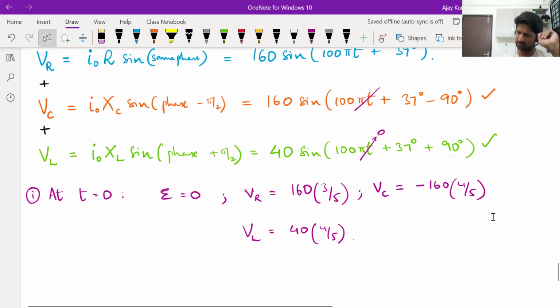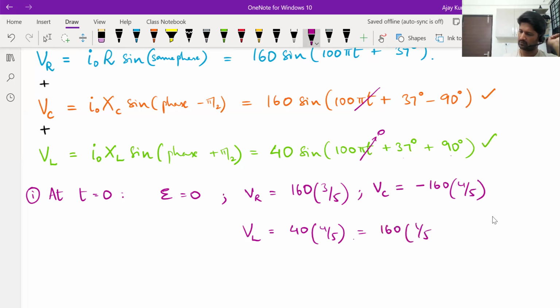Let's see, does this become 0 or not? 160 into 3 by 5, minus 160 into 4 by 5. And this 40 into 4 by 5 can be written as 160 into 1 by 5, since 40 into 4 is 160. So we have 160 into 3 by 5 here and 160 into 1 by 5, so they both together become 160 into 4 by 5. And this cancels it. So VR plus VC plus VL is 0, equal to the EMF.